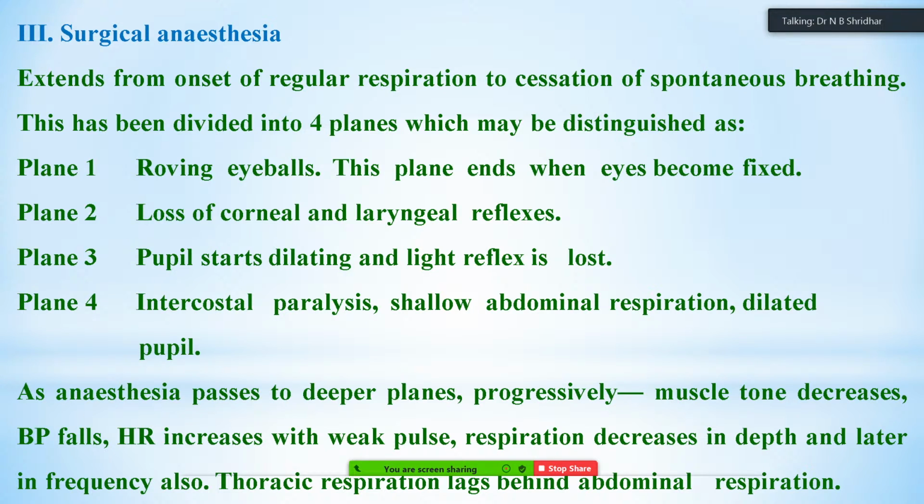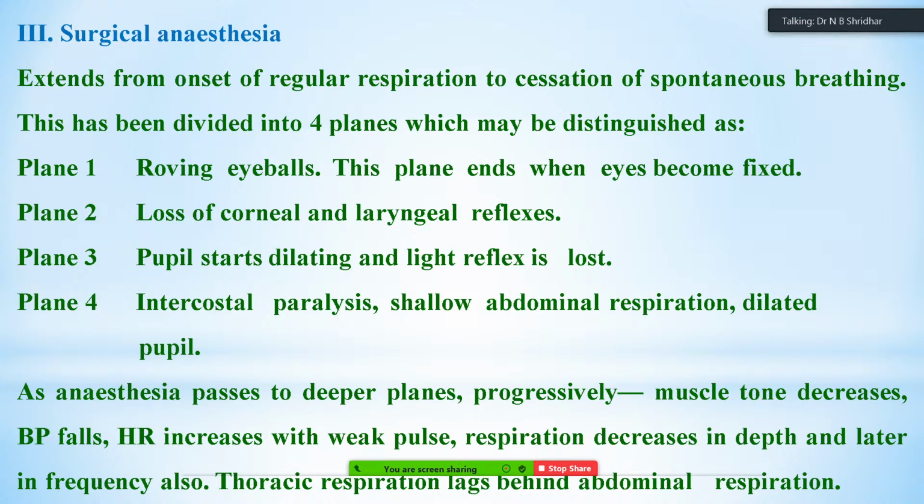The spontaneous breathing is very slow, and this stage has been divided into 4 planes, which may be distinguished. In plane 1, the rolling of the eyeballs will be seen, and this plane ends when the eye becomes fixed. So that's the stage where we can start the surgery. Plane 2 is loss of corneal and laryngeal reflexes, because in this stage the animal is unable to swallow, respiration becomes very slow, and both eyes are fixed.